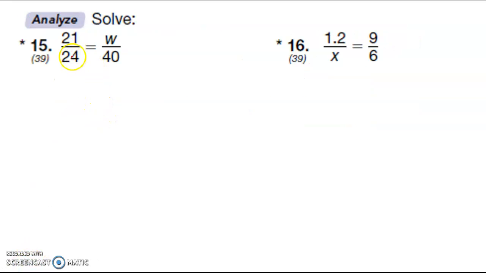Okay. These are cross multiply butterfly. I'll set this one up and then you can do both of them. So I multiply what's in my little wing here. So I have 24 times W. I bring my equals down. And then I have 21 times 40. And I solve for W.